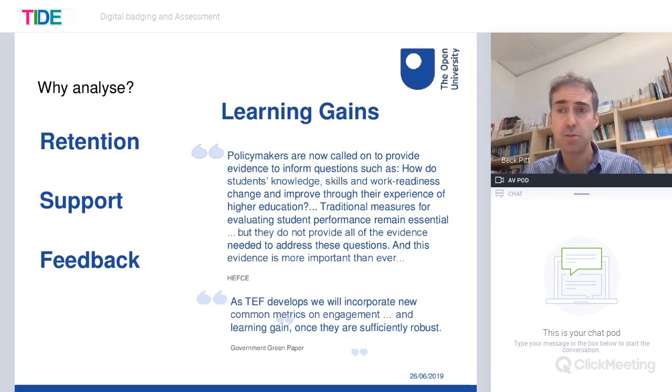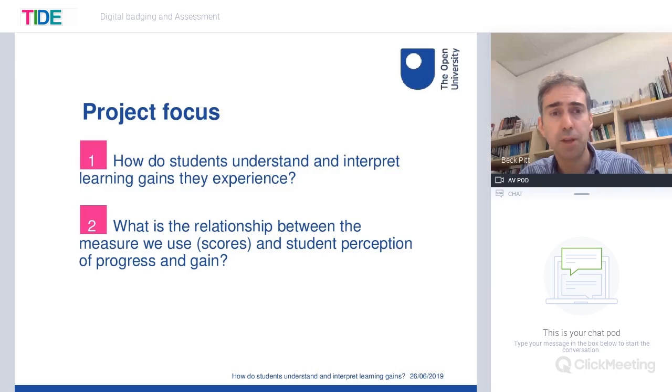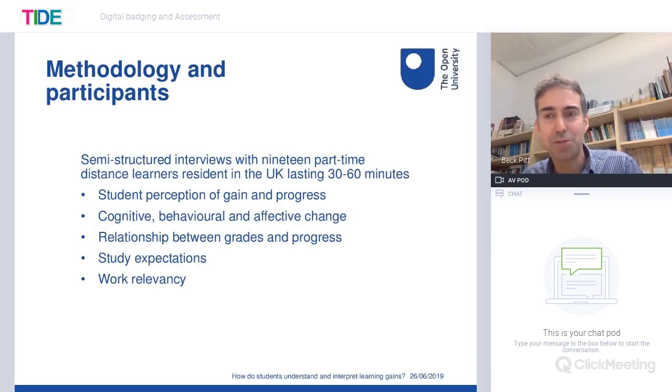So one of the projects that we've been involved with for the last couple of years, with some funding from a UK funding body, has been looking at how students understand and interpret learning gains, and what the relationship is between the scores that we measure, so the marks that learners are getting, and their perception of progress and gain. I don't want to dwell too much on the particular issue of learning gain, but some of the findings from this project are really interesting, because we undertook a series of semi-structured interviews.